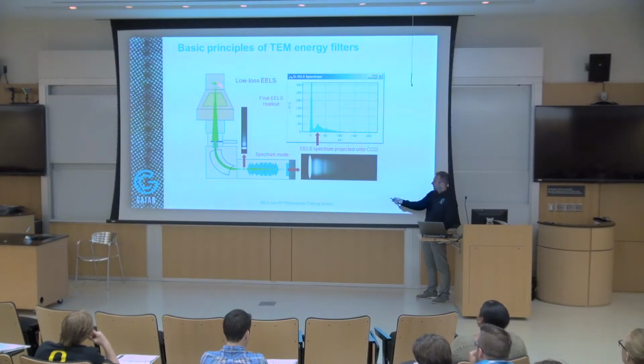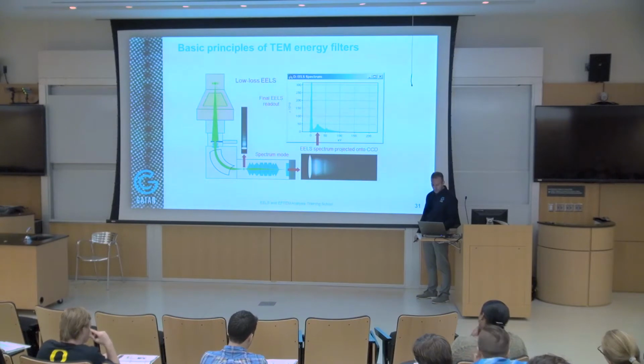We have some energy loss electrons here. They go through the prism and disperse in energy, so we have an EELS spectrum here. Then we take this EELS spectrum, use all these lenses, and project onto a CCD and then for display. Now you have an EELS spectrum here. Okay? So now we are in spectrum mode.